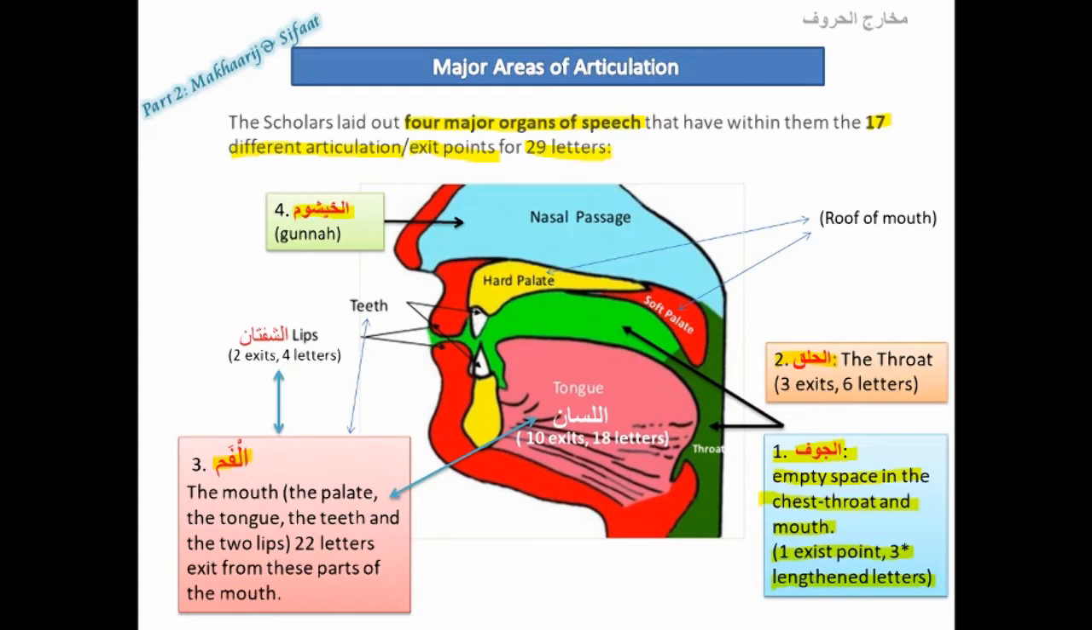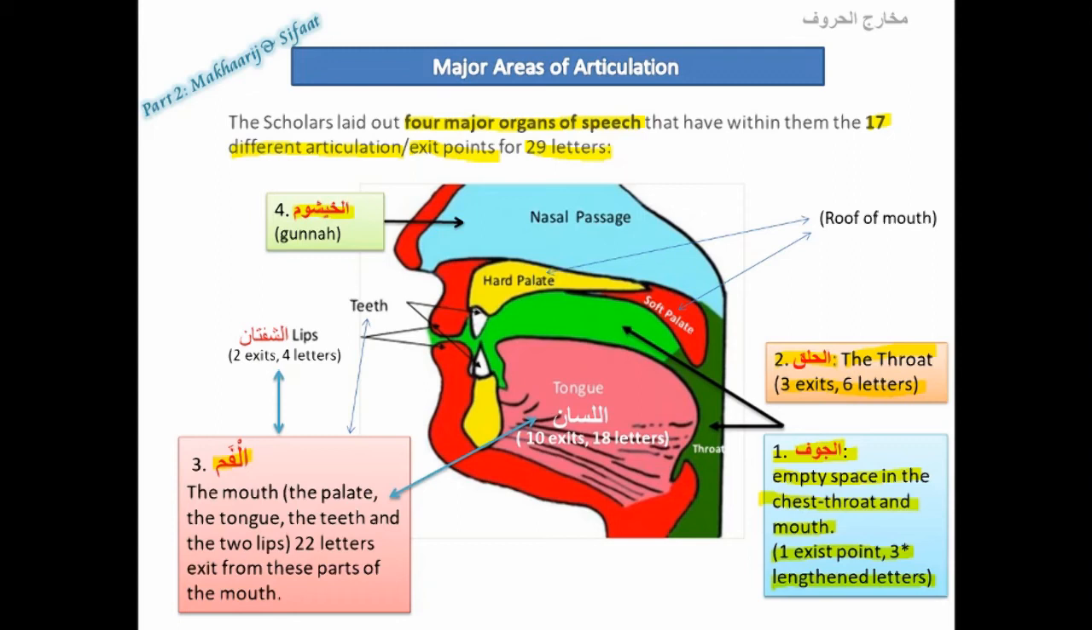Inshallah, in the next lesson we'll be looking at this in a little more detail. The second is al-halq, which is the throat, and there are 3 exits and 6 letters. The exit points are the bottom of the throat, the middle of the throat, and the top of the throat. That's how the throat is split. There are 2 letters on each exit: 2 on the bottom of the throat, 2 in the middle, and 2 on the top.